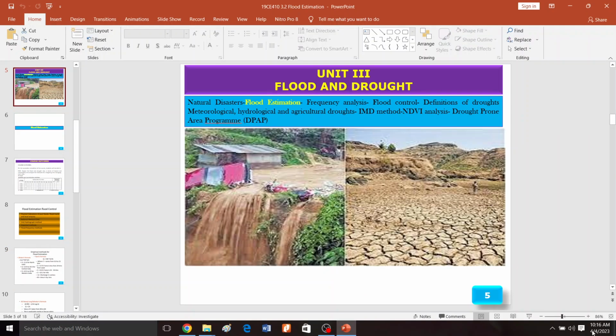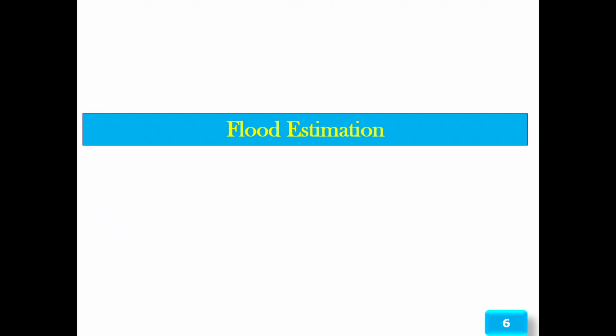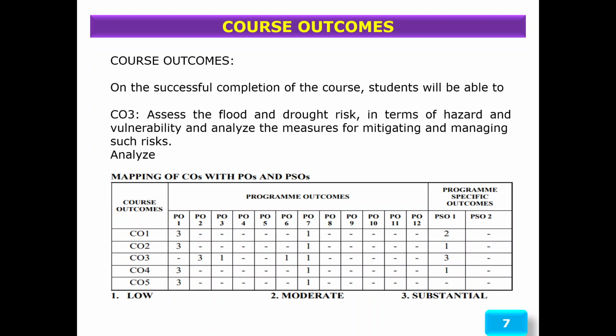Today we are going to discuss our Unit 3, Flood and Droughts, under the topic of flood estimation. The course outcome is to assess the flood and drought risk in terms of hazards, vulnerability and analysis, and the measures for mitigating and managing such risk. So the course outcome is analysis based. From this topic we are going to estimate the flood.